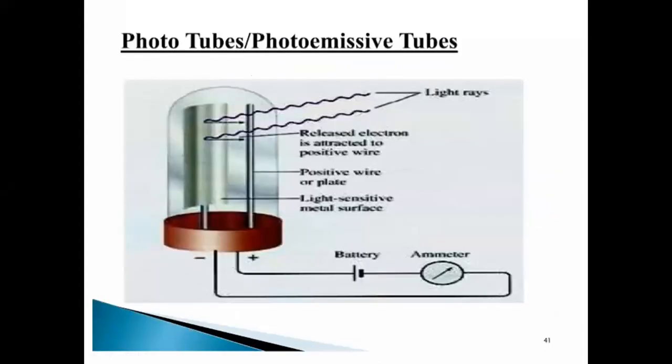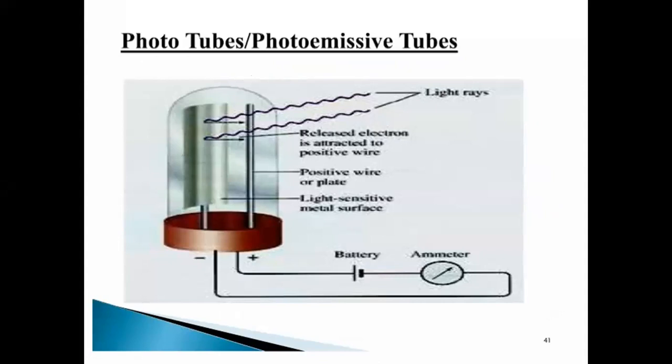Now the second one, phototubes or photoemissive tubes. Nowadays, instead of using the photovoltaic or barrier layer cell, phototubes or photomultiplier tubes are commonly used as a detector system. So phototubes. Now see the construction and working of the phototubes or photoemissive tubes.